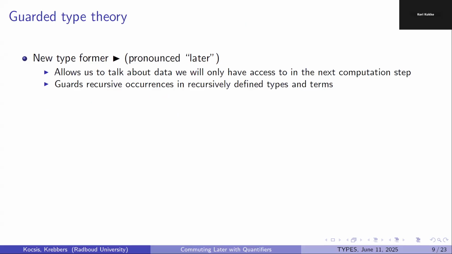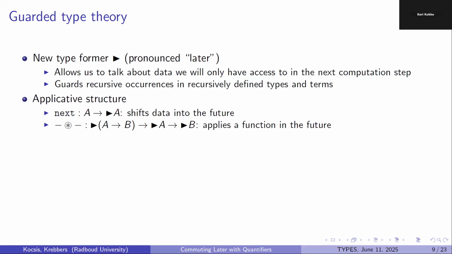So the idea is that we introduce a new type former modality, which we call later, but the intuition is that it allows us to talk about data that we only have access to in the next step. And in practice, what this does is that it allows us to guard recursive occurrences in recursively defined types and terms, and this guard is what will allow us semantically then to ensure that the definition is well defined. So what we need to know in practice about this type former is that it admits an applicative structure, so we can take some data that we have constructed and shift it into the future. That's what next does, and we have this applicative application operator, which allows us to apply a function under the later modality in the future.